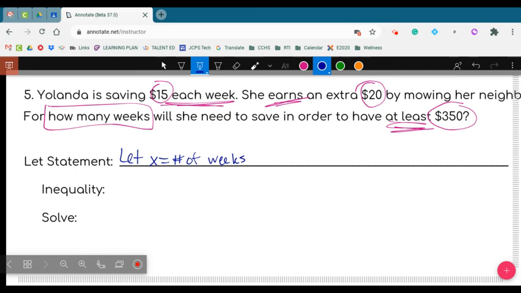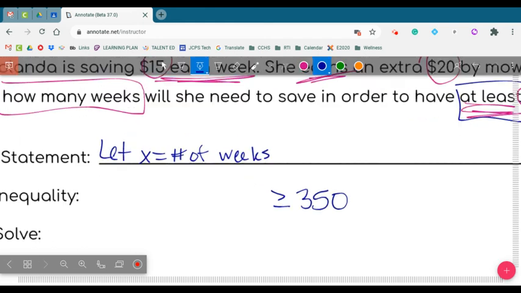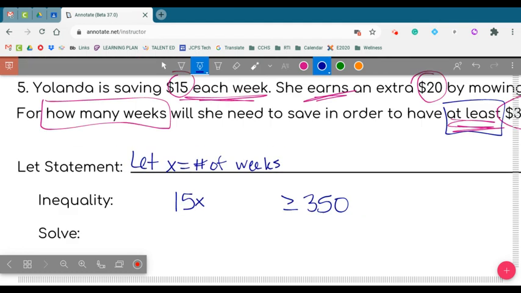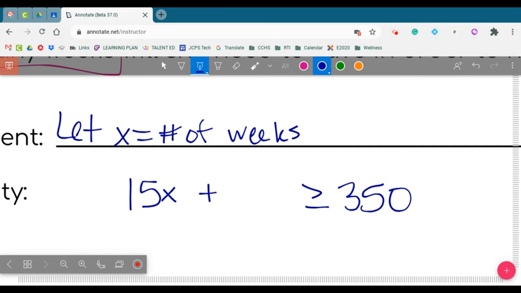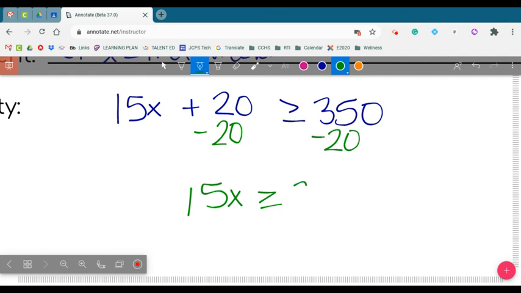Now I have to think of my inequality. If I want at least, can I do 350? Yes. Can I do more than? Yes. Can I do less than 350? No. She wants at least $350, so we need to have greater than or equal to 350. And then let's do our other side. If she's making $15 each week, each is the key for where our variable is going to go. And if she made an extra $20, we're going to add that to it because she made that. Then we solve. Subtract 20. You get 15x is greater than or equal to 330.